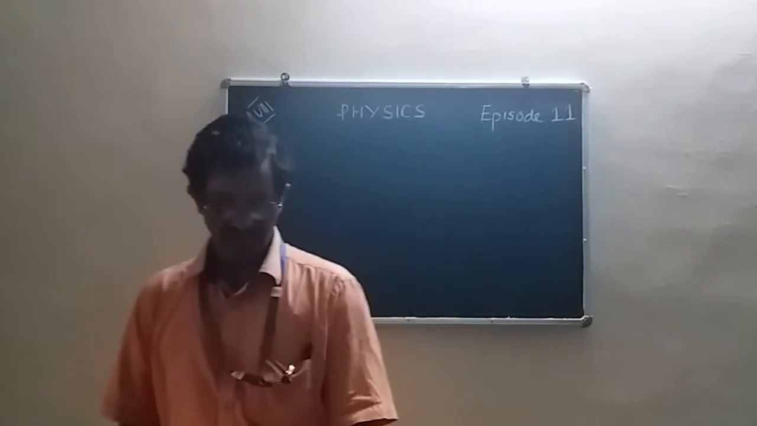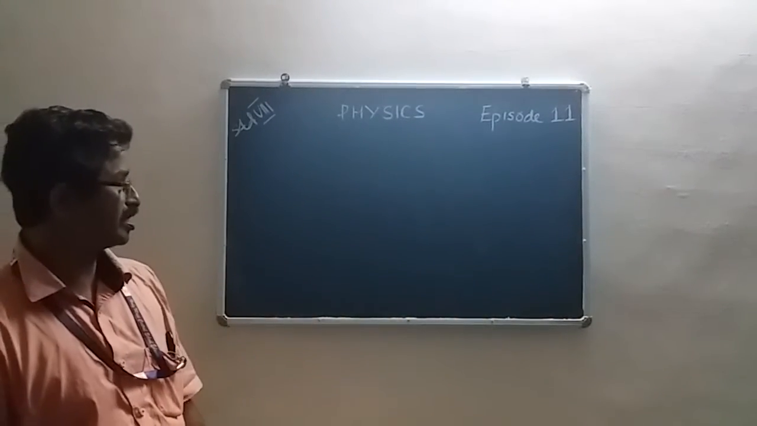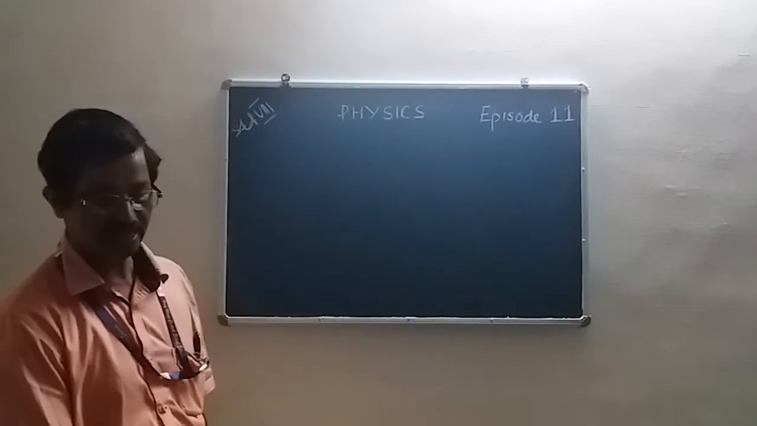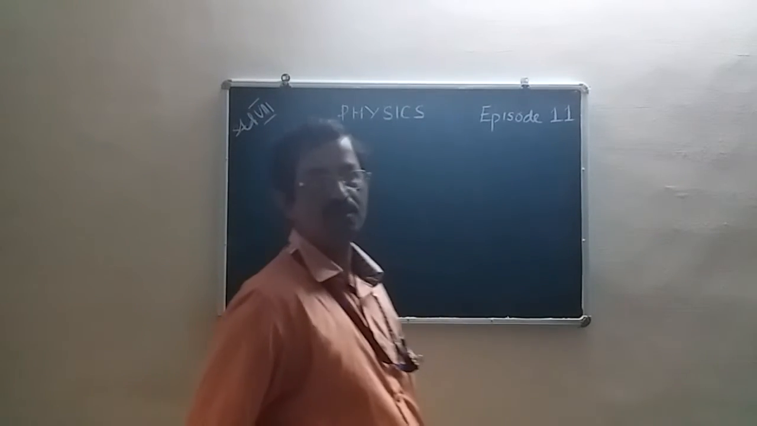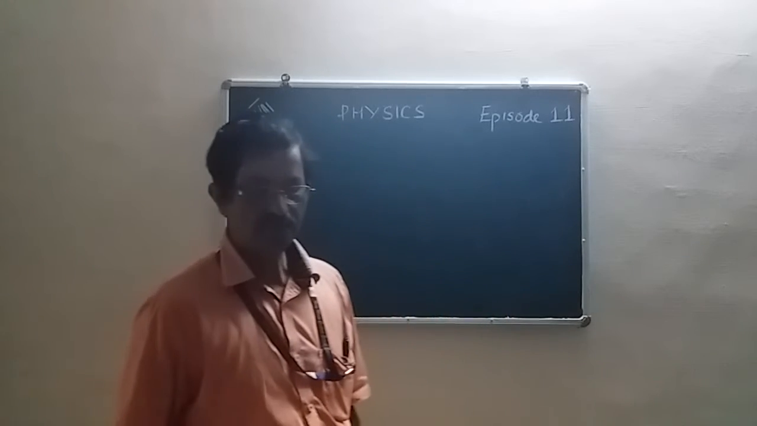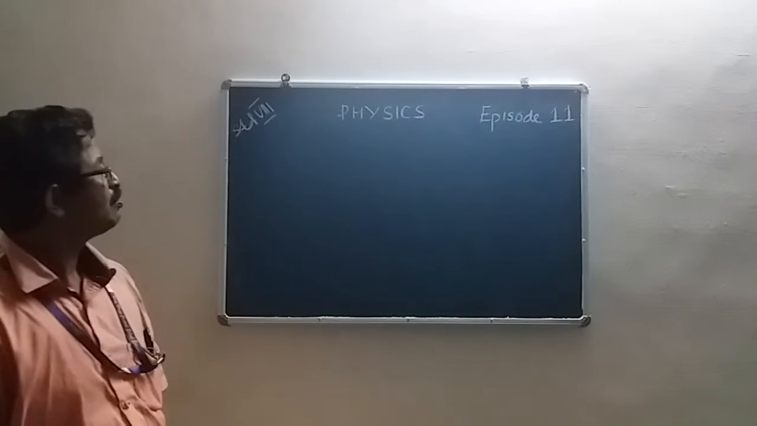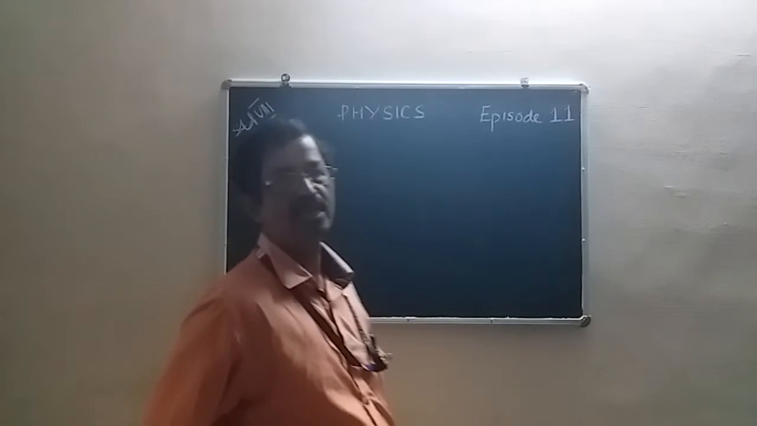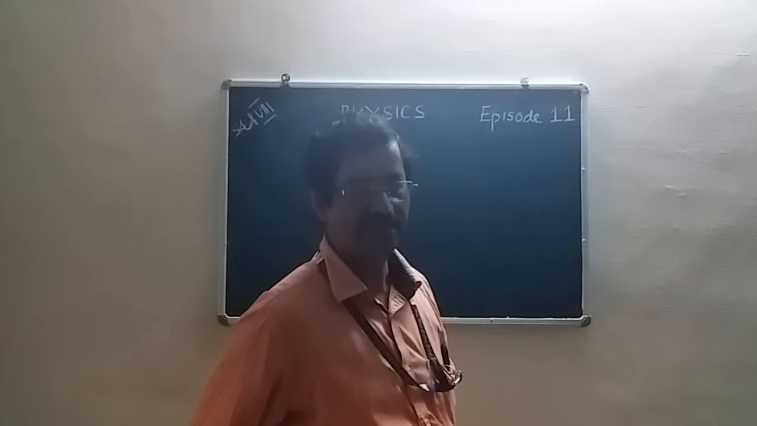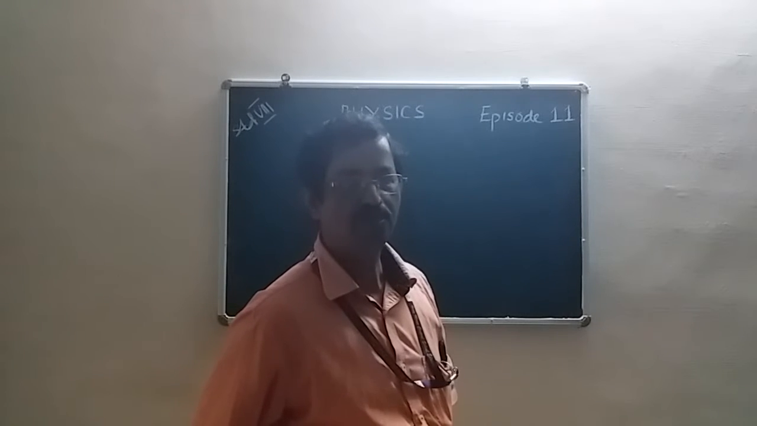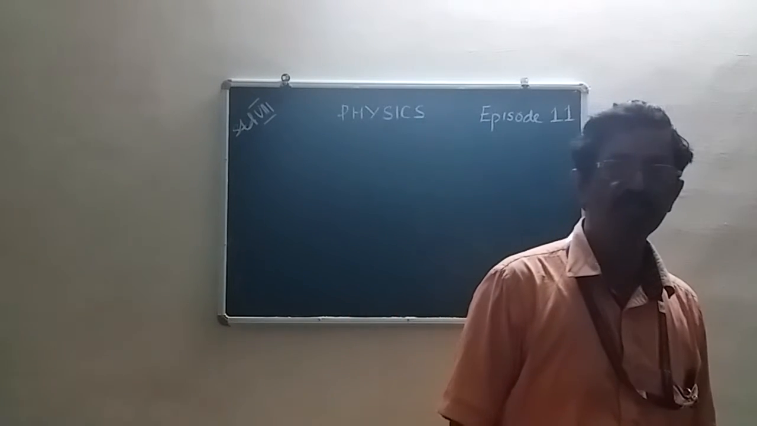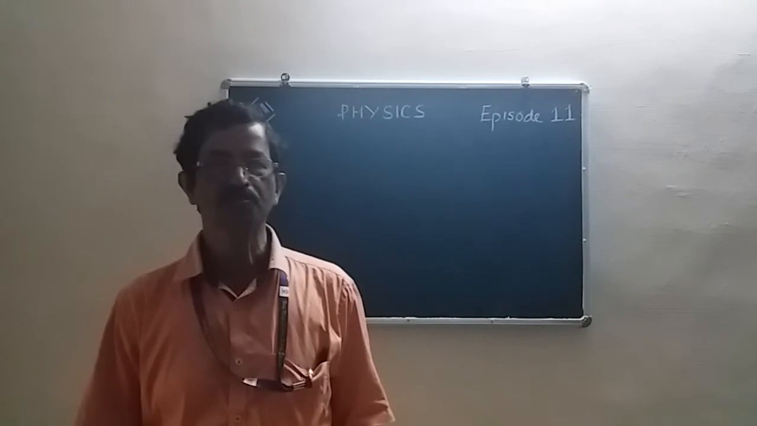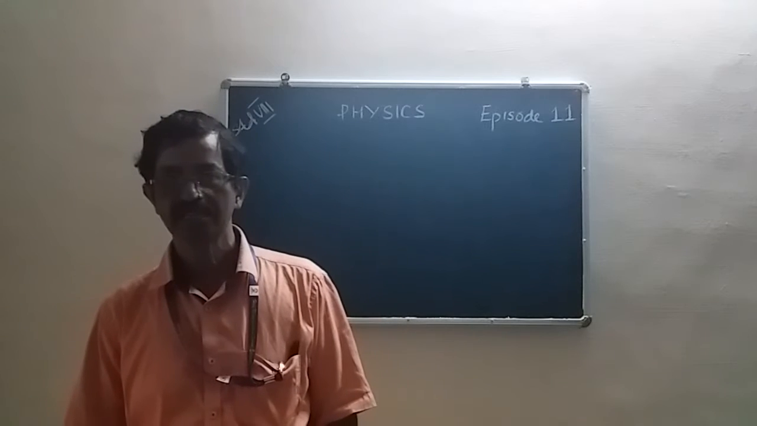Children, now we are going to discuss the next episode from our unit, chemical effects of electric currents. Some questions to you from the previous class. What is the difference between good conductors and poor conductors? Can you remember it? A good conductor allows electric current to pass easily.